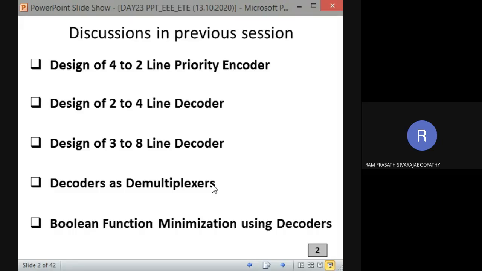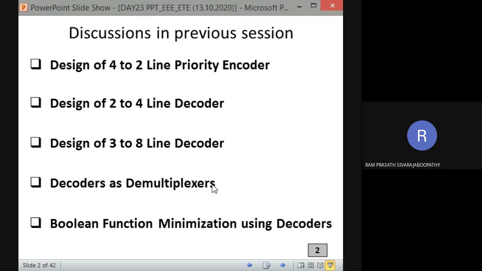Then finally we discussed Boolean function minimization using decoders, the implementation of Boolean functions using decoders. So what about the outputs of the decoder? Can you people type it in the chat? What do the individual outputs of the decoder represent? Yes, very good, Jivita, minterm, Srihari, Abhinaya, very good. That means to implement any Boolean function, you can just perform the OR operation of the given minterms.